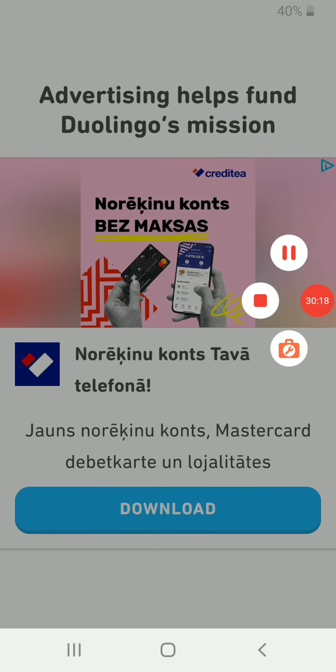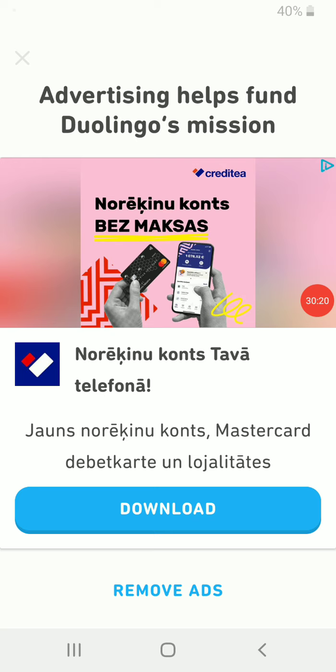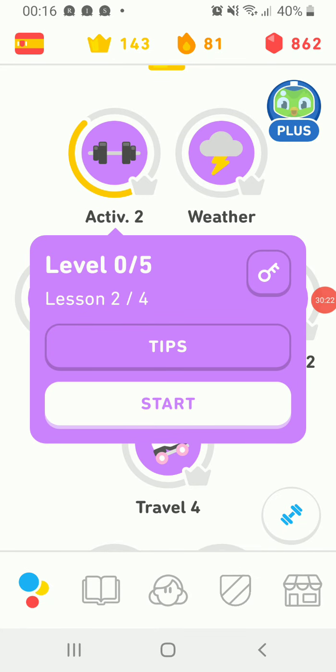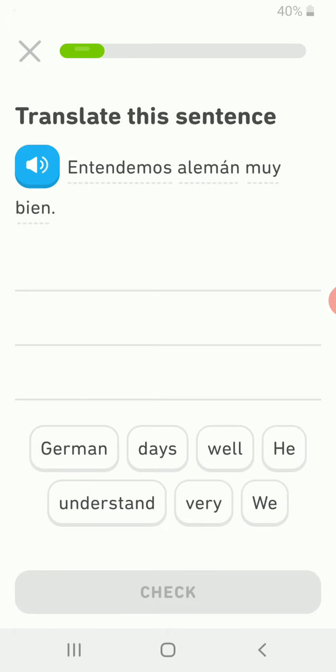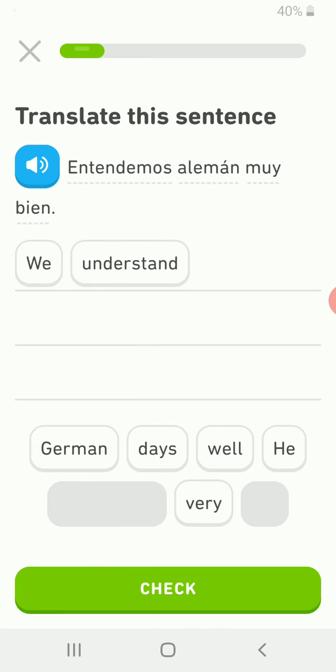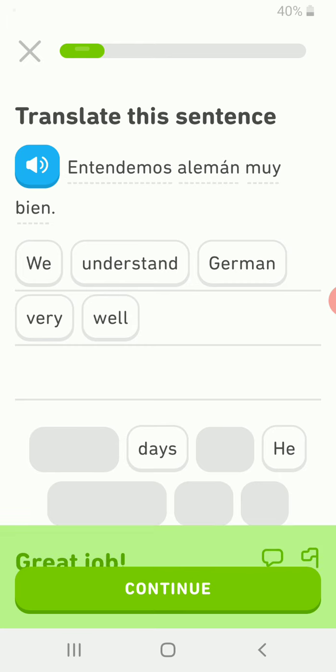So we don't have any minutes left. We're out of time, but just for the shape, we're just going to give it a quick run and let's do it. So, Entendemos alemán muy bien. So we understand German very well.